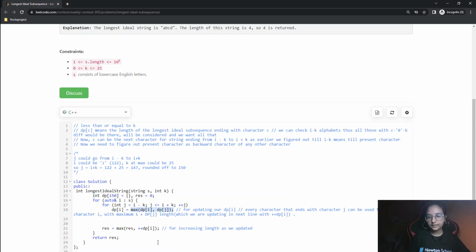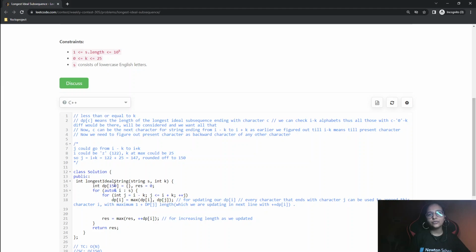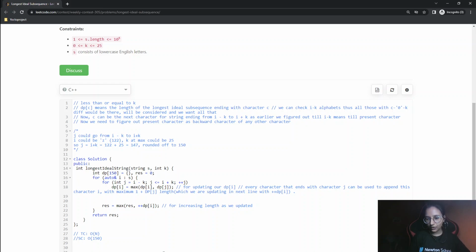So this was all for this particular question. Now the time complexity and the space complexity. The time complexity would be order of n, and the space complexity would be order of 150, because we are taking this DP of 150 size, right? And we are not taking any other space. So the space complexity is constant, and the time complexity is order of n, because we are traversing this particular string once, and that's all.